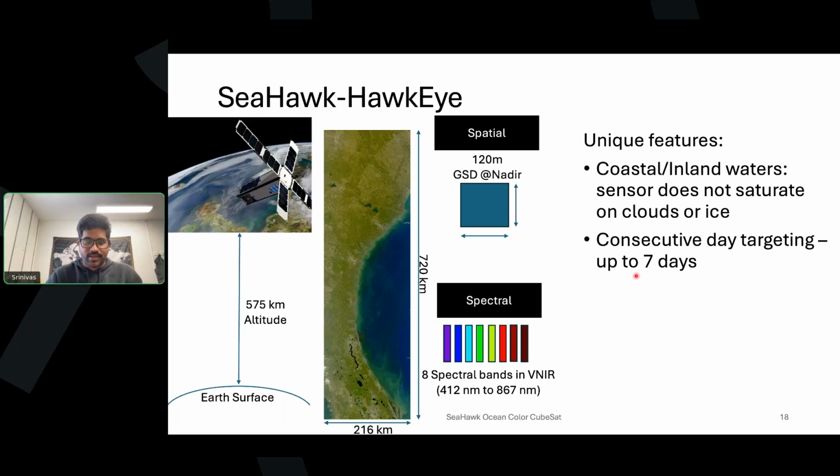Seahawk was able to do that. It did not have an onboard calibration, so it used lunar calibration. It did not have an onboard calibration because the size factor is small, so there's a limited amount of space on what fits on a CubeSat. So it had to rely on imaging the moon for calibration.